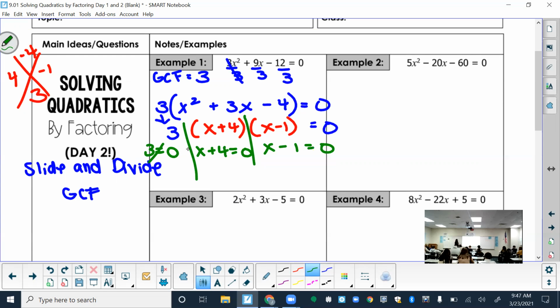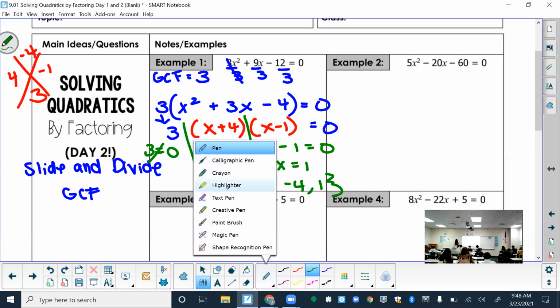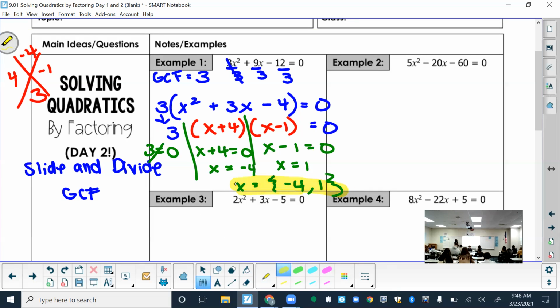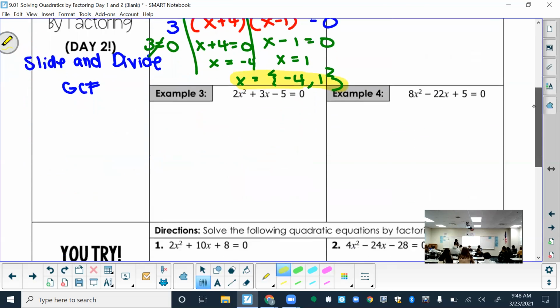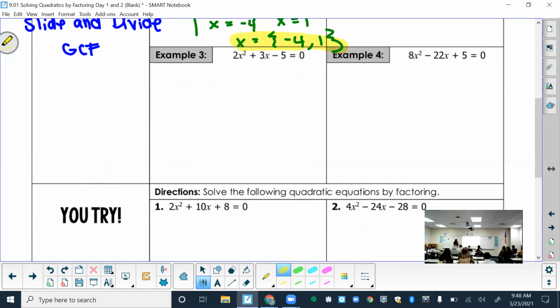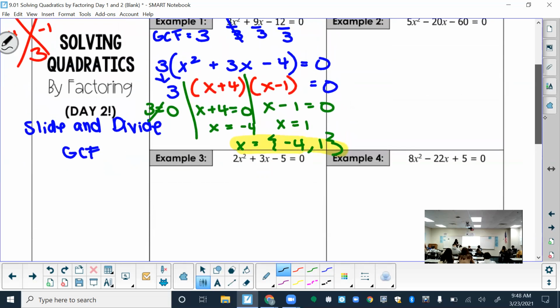So that's just kind of there. What's going to be the value for x in the middle? Good. And what's going to be the value for x on the right side? Good. So then when we write our final answer, we get -4, 1. All right, questions about that one? All right, I'll have you guys try number 1 on the you try section.